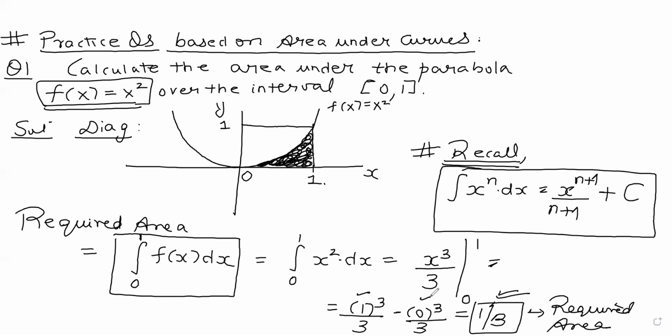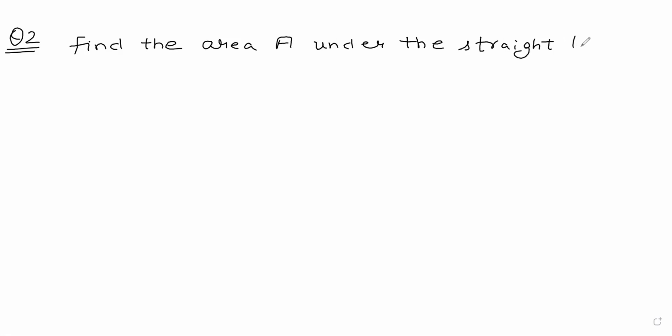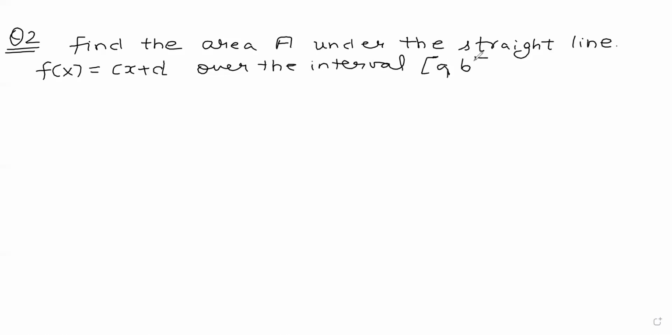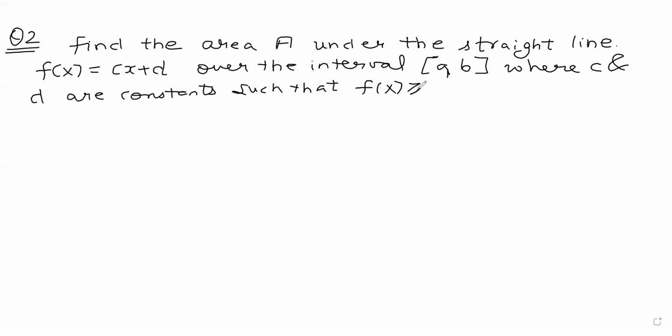Okay, let's now look at question 2. Okay, find the area capital A under the straight line given by f of x equal to cx plus d over the interval a to b, where c and d are constants, such that my function f of x is greater than or equal to 0.